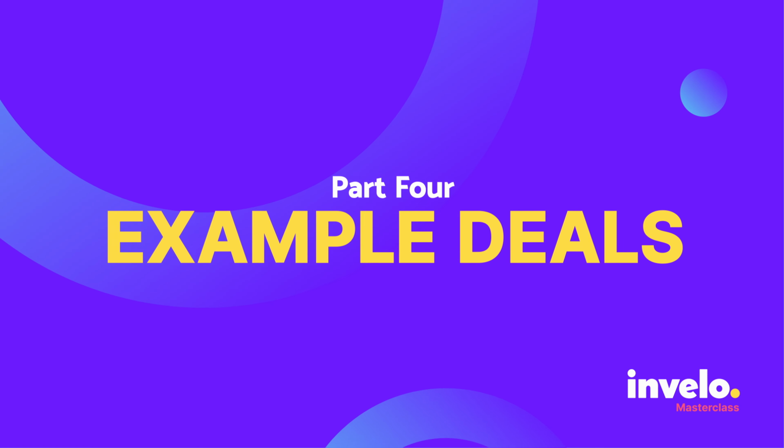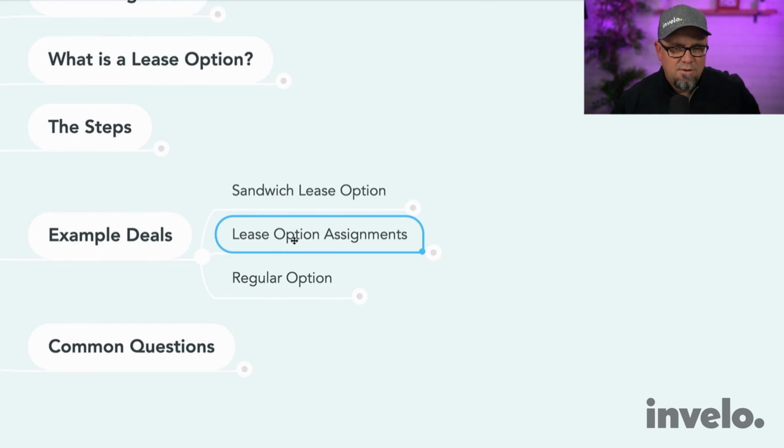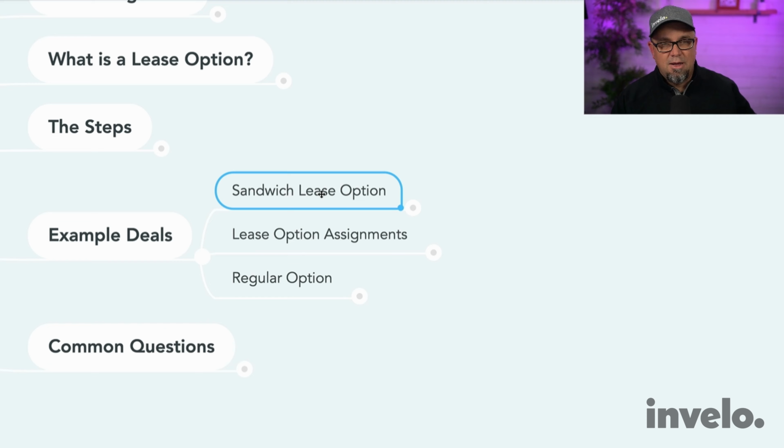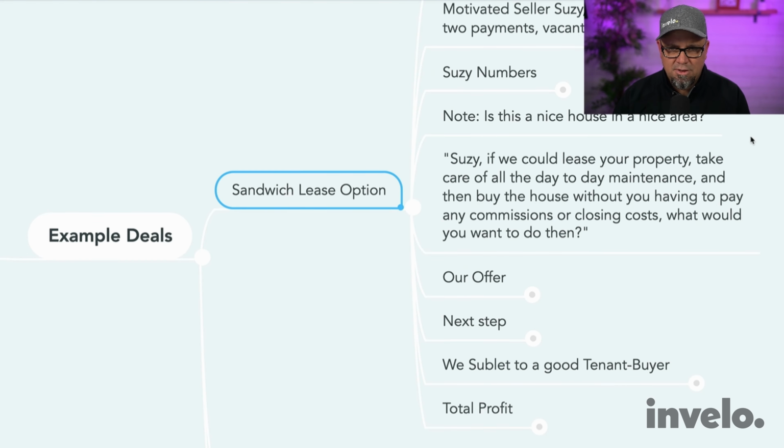Now let's talk about some example deals so you can kind of see how this works. There are three different types of lease options that you can do. You can do a sandwich lease option, a lease option assignment, or a regular option. A sandwich lease option, again, is where you stay in the middle. And let's look at some numbers here, an example deal.